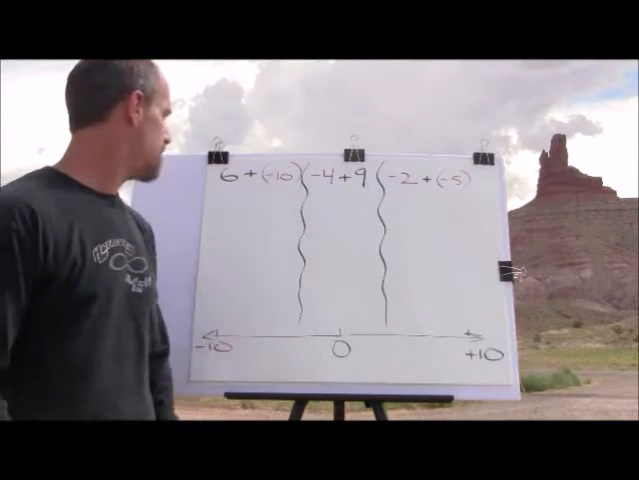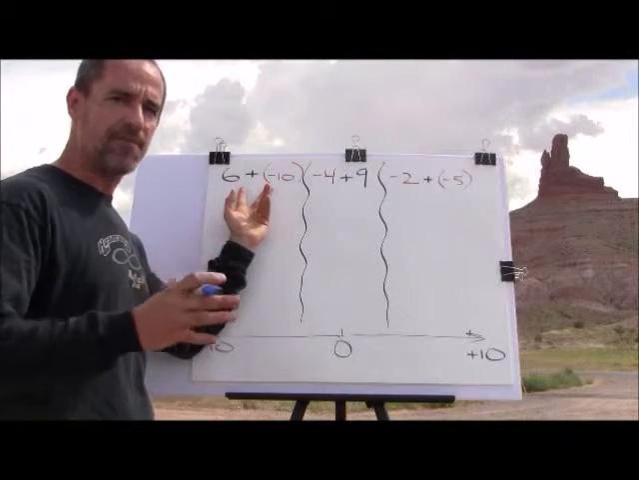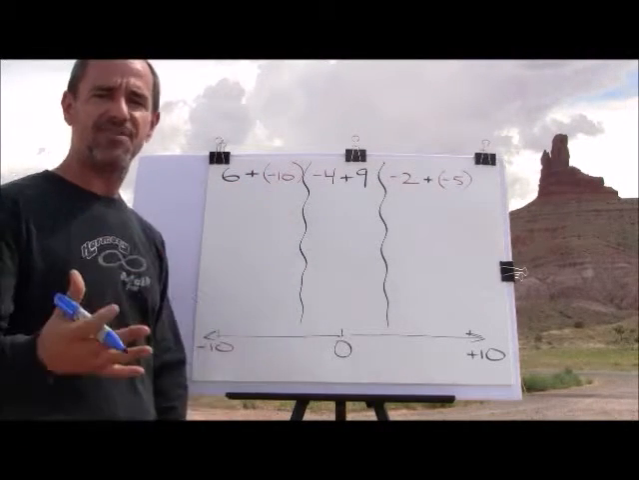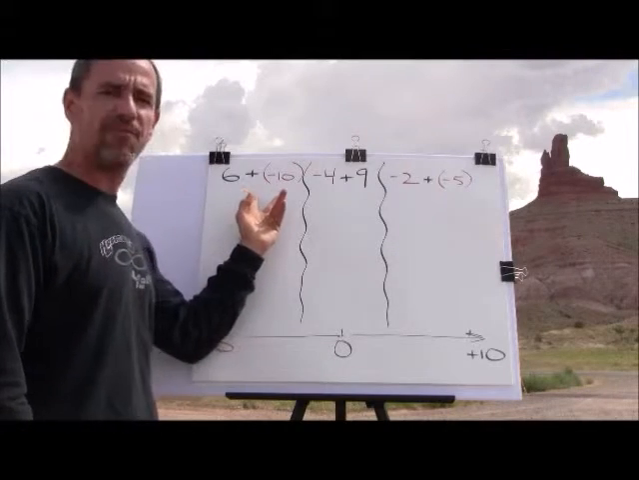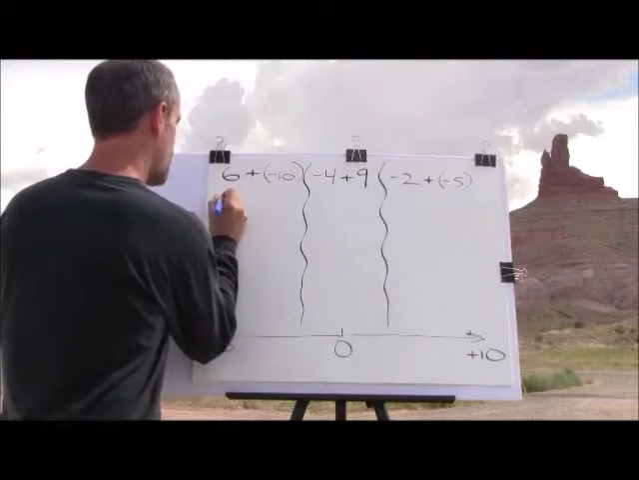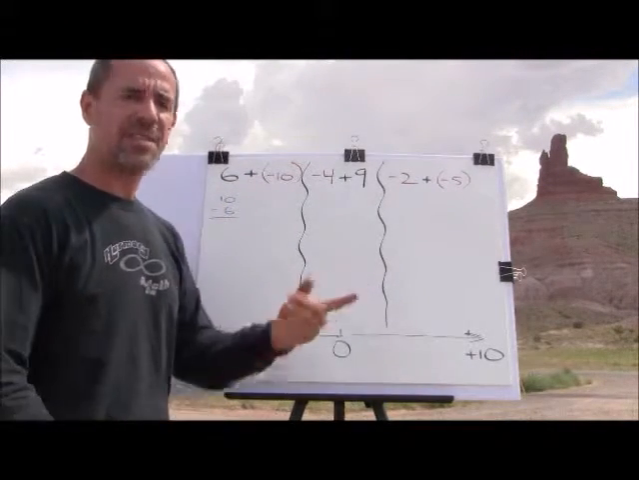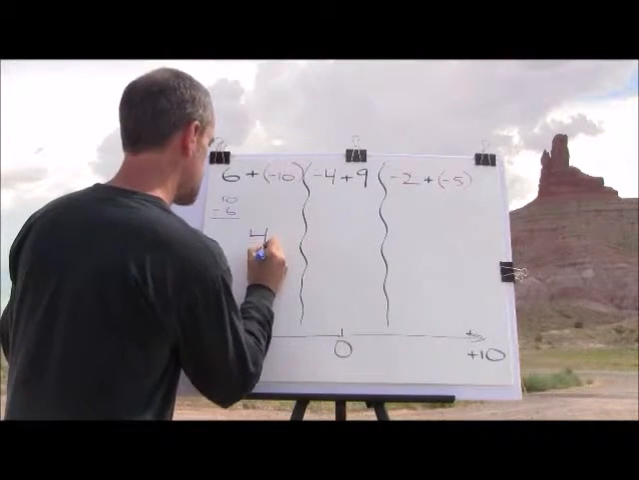Let's try it another way. You can also look at these two numbers and determine, are the signs same or different? If they were the same, we would add the two absolute values. But since they're different, we're going to subtract the two absolute values. So what does that mean? We're actually going to do 10 minus 6. Well, 10 minus 6 is 4.